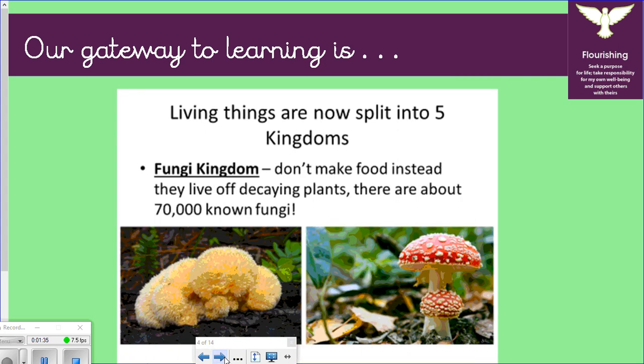Another one is the Fungi kingdom, and the living things in this one, they don't make food, instead they live off decaying plants, and there are about 70,000 known fungi.